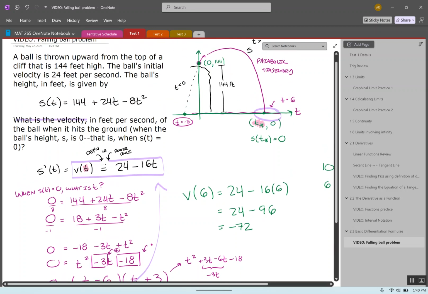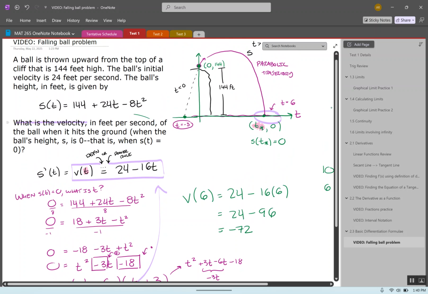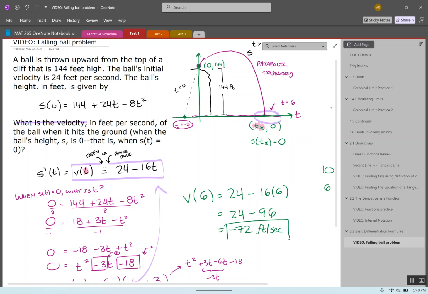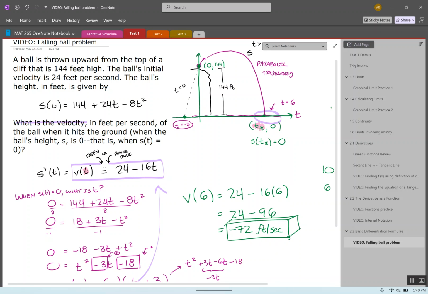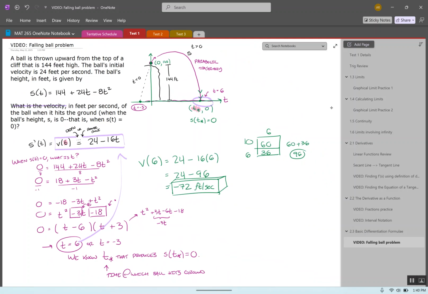So we've got -72. So it says, what is the velocity in feet per second? -72 feet per second. And the fact that it's negative makes sense because the position is decreasing. We are going downward. The position of the ball is decreasing. Okay, like I said, this is a problem that may or may not be on the test.